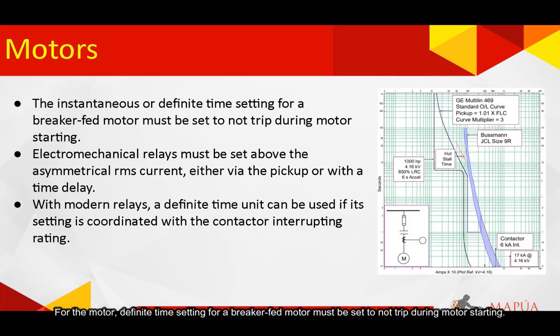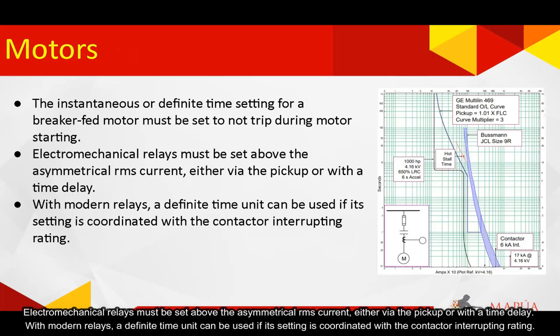For the motor, the definite time setting for a breaker-fed motor must be set to not trip during motor starting. Electromechanical relays must be set above the asymmetrical RMS current either by the pickup or with a time delay. With modern relays, a definite time unit can be used if its setting is coordinated with the contactor interrupting rating.